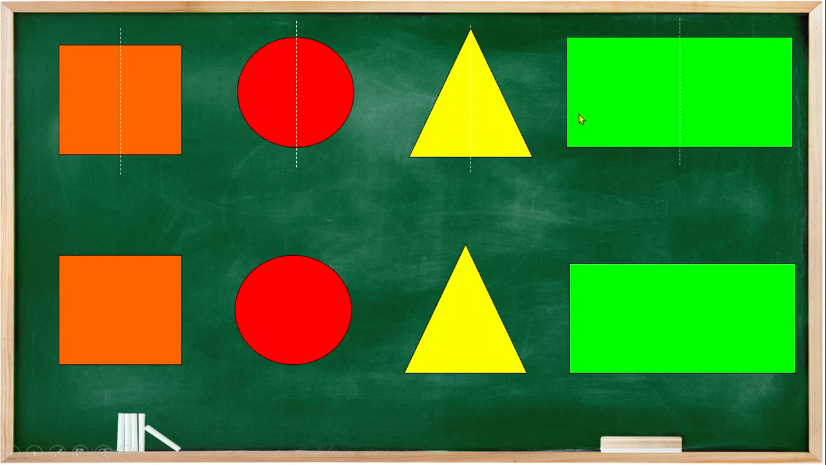Then we have Robbie rectangle and I can draw a line through here and he would be symmetrical. I can draw a line from the left side to the right side or from corner to corner and he would still be symmetrical.